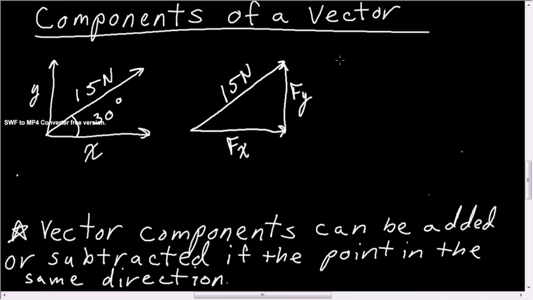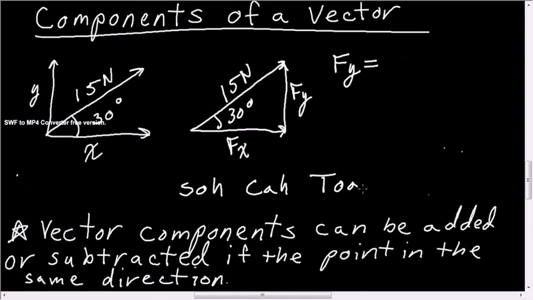So if I wanted to find the y component of my vector, I'll read this as 30 degrees. I could use our SOHCAHTOA again, right? Our trig functions. Okay, so let's see what I'm given. I have a hypotenuse, I have an opposite, and I have an adjacent angle.